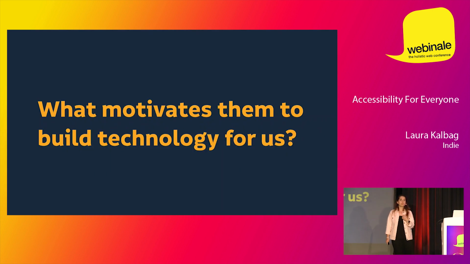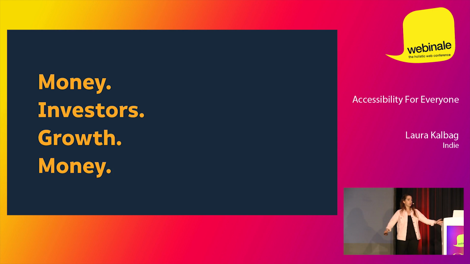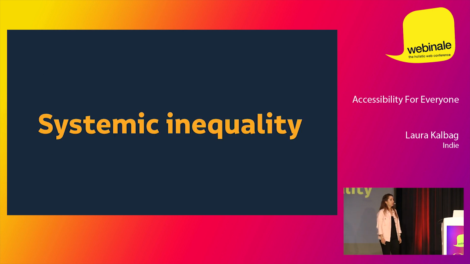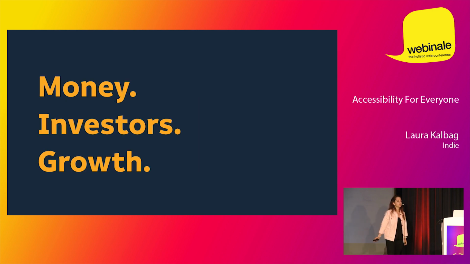So what motivates them to build technology for us? Money, which they get from investors who want them to grow, so they all get more money. Systemic inequality is higher than it has ever been. The world's 8 richest people have the same wealth as the poorest 50%. Not only will these things not solve systemic inequality, they are actively contributing to making it worse.